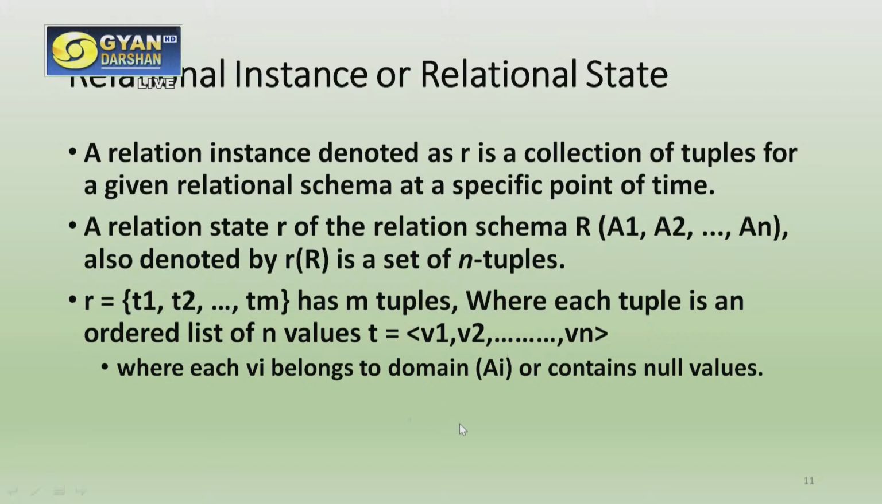And there can be certain null values also. A particular instance of a relation can contain certain null values, and null values are allowed in a relation, but only at specific locations. Suppose there is a key attribute, it is not allowed there. Let's talk about those a little bit later.